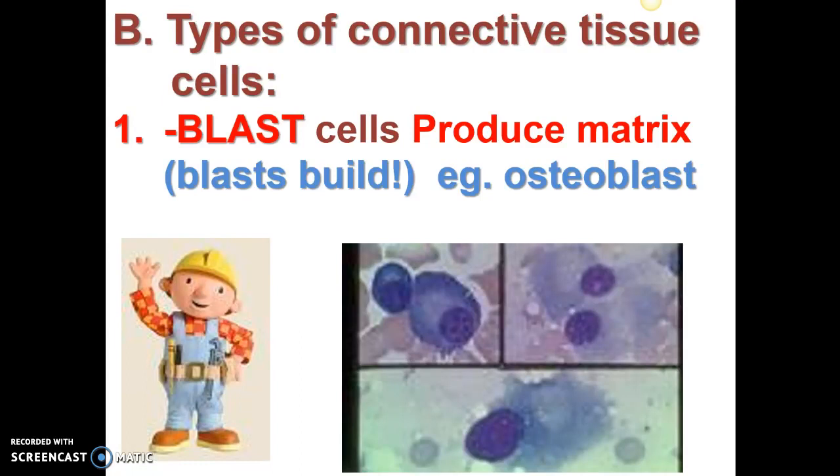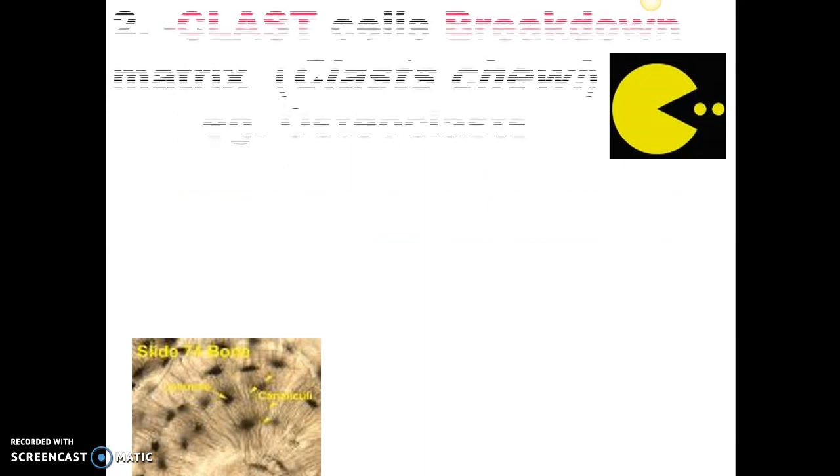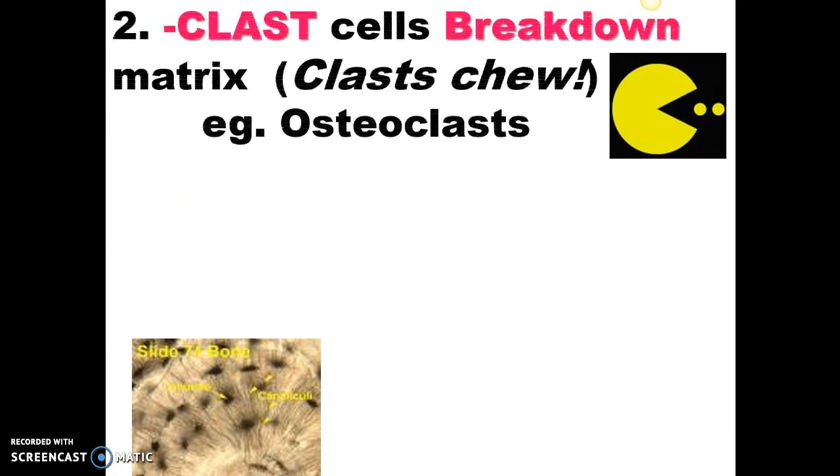So blasts build. Clasts are shaped like a C, like Pac-Man. Clast cells break down. In your body right now, your osteoblasts and osteoclasts are both reforming your bones depending on your posture, so have good posture. If you're a weightlifter, your osteoblasts are putting more bone on than your osteoclasts are chewing away. But they're both always at work. It just depends on how much calcium is needed in the body. They're chewing the calcium store away.